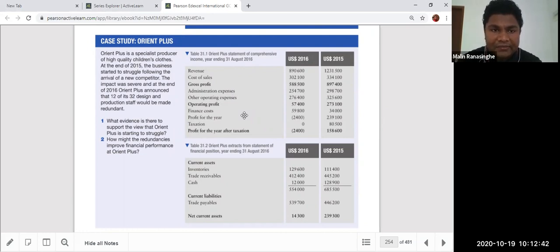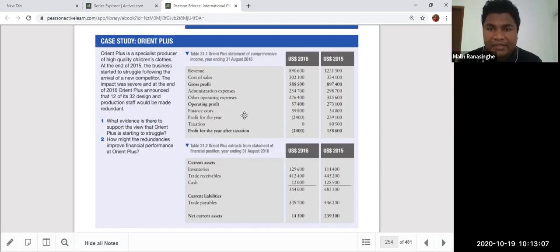Orient Plus is a specialist producer of high quality children's clothes. At the end of 2015, the business started to struggle following the arrival of a new competitor. The market is always dynamic. Competitors are there, so the threat of competition is there. In 2015 a new competitor came to the market, and because of this arrival the impact was severe.